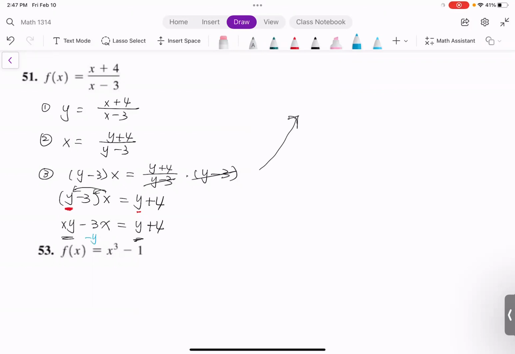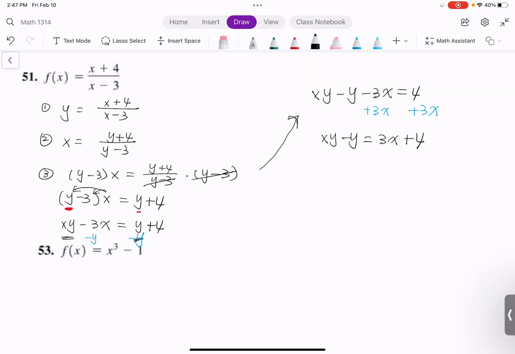Minus y here, minus y here. We're having xy minus y minus 3x equals 4. And then get rid of the x. We can add 3x to both sides. Add 3x, add 3x. We have xy minus y equals 3x plus 4.